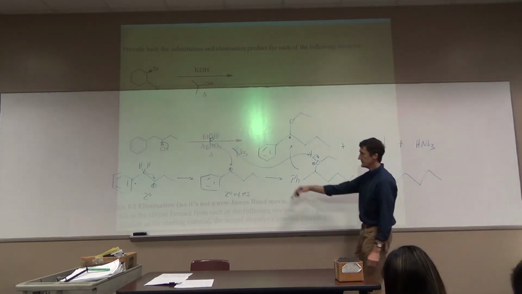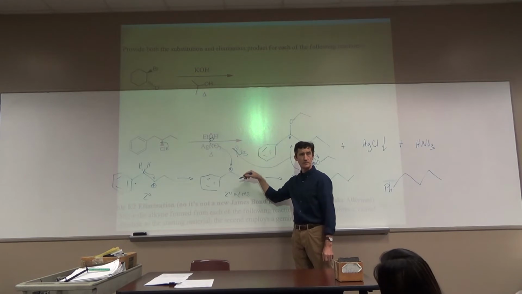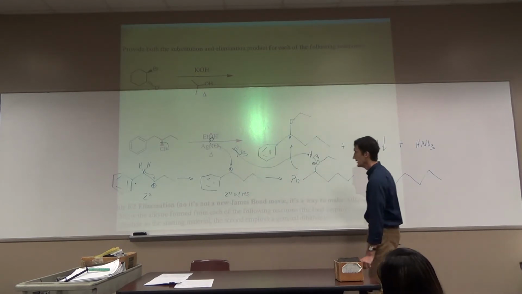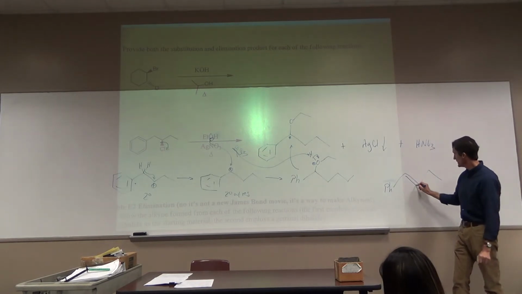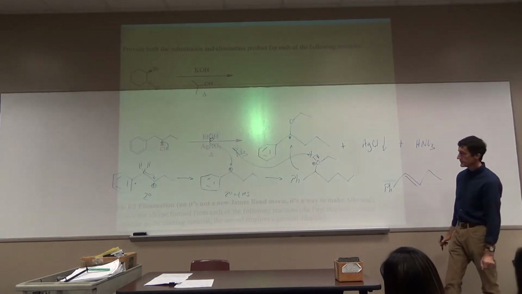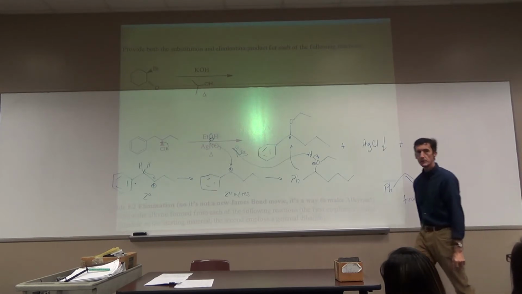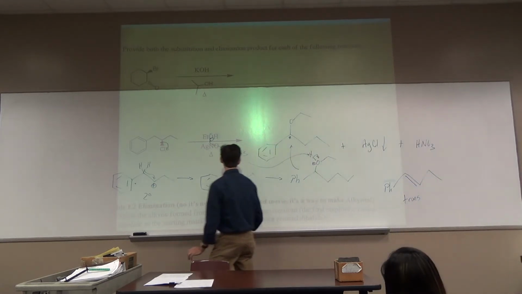Elimination comes from the same cation as your SN1. Okay? If we eliminate it here, what would it be? Double bond would be here, and trans. So it'd be trans, right? Why trans? Most stable. SN1 always gets most stable.